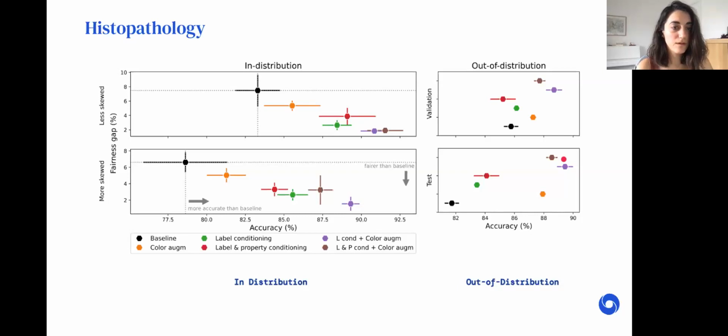So in this simpler setting, we already see that diffusion models can actually improve results quite a bit, both out of distribution, but also in terms of improving the performance gap across hospitals.